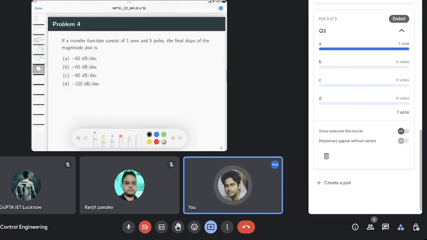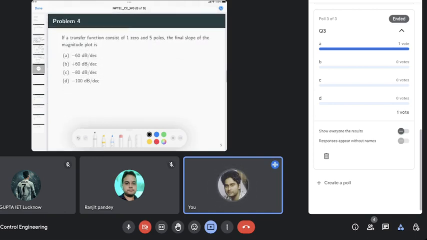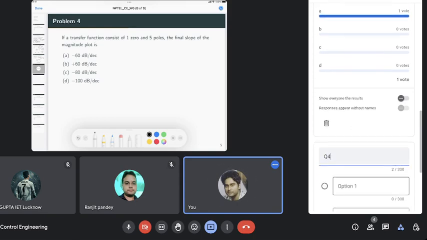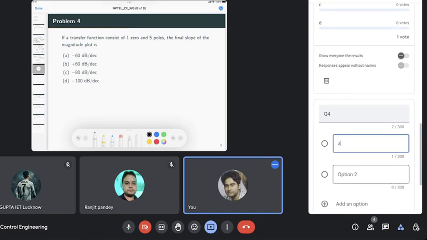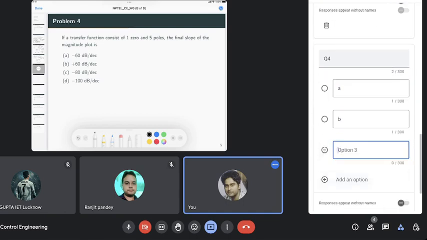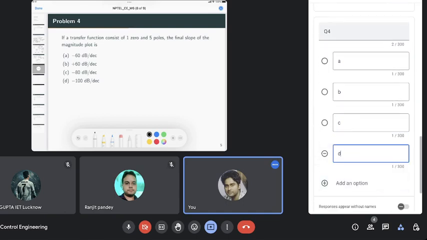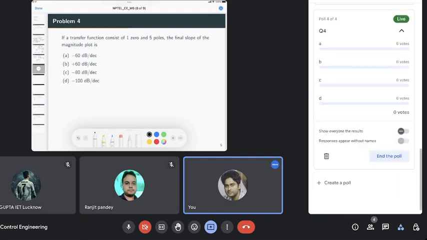Okay, so then we move to the next question. You have a transfer function which has only 1 zero and 5 poles. So what is the slope of the Bode plot when this frequency is very high? So you can answer through the poll, then we discuss.